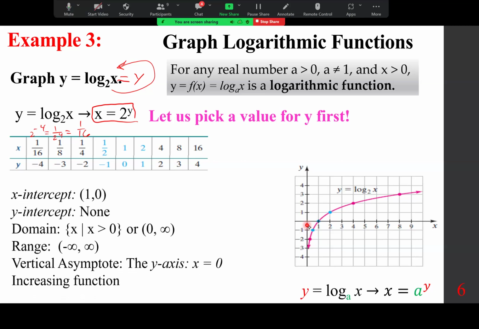So if you compare these to an exponential function, you see that in the case of an exponential function, we had a y-intercept at 0, 1. Now we have an x-intercept. There is no y-intercept. Domain from 0 to infinity. Range from negative to positive infinity. Everything goes from negative to positive infinity. Vertical asymptote, the y-axis, which has the equation x equals 0, and it's an increasing function.